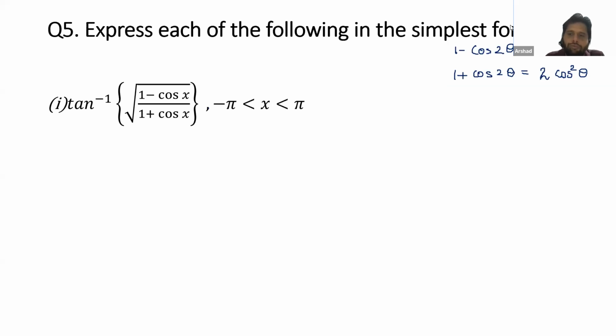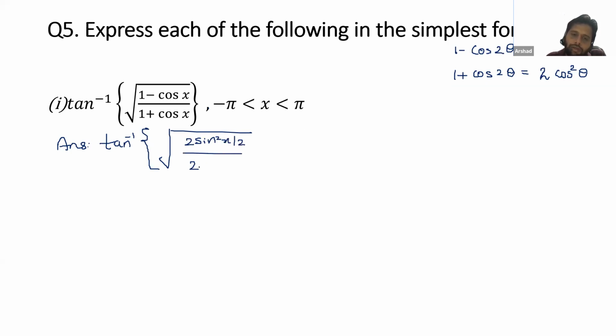So in this question, here we will write tan inverse, and we need this. Yes, these are 11th formulas, and we need them for differentiation also, because in differentiation we have such type of questions. So here we can write 1 minus cos x as 2 sine square x by 2, and in the denominator we can write 2 cos square x by 2. So what we will get here is tan inverse.